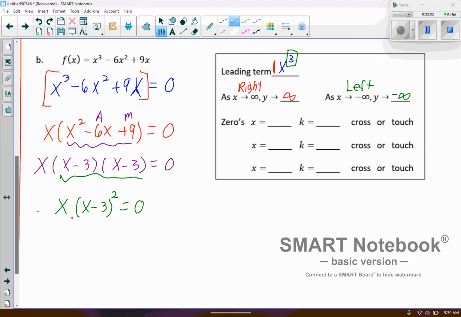Okay, so now looking at my zeros. This first one's pretty easy. That's just going to be 0, and it has a multiplicity of 1. So one of my zeros is 0, and my multiplicity is 1, and if it's odd, it will cross the x-axis. My other solution, my x-intercept, is 3. When it hits the x-axis at 3, my multiplicity is 2. What that means is it's going to bounce off, or basically touch and turn around. It's going to have that parabola shape to the graph.